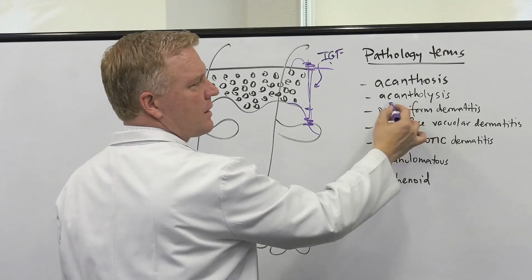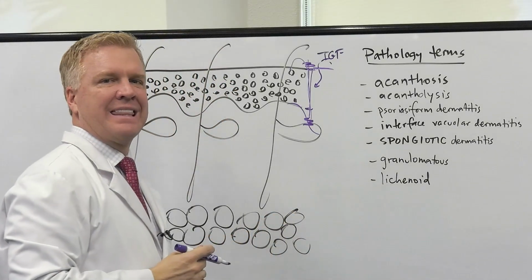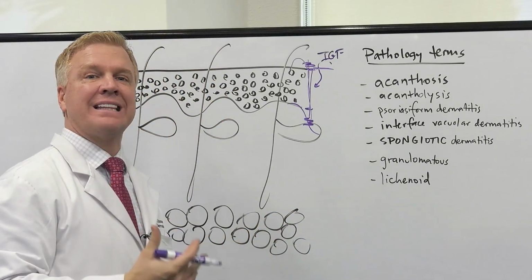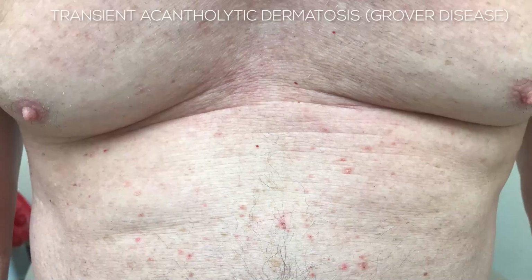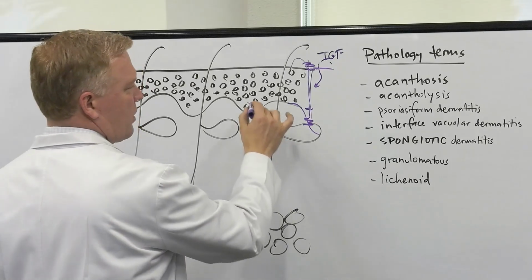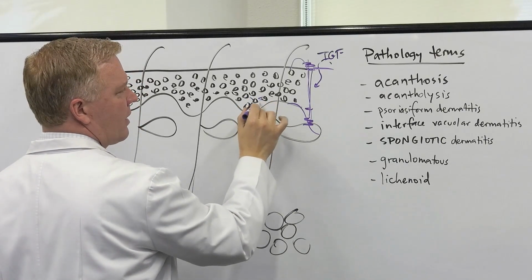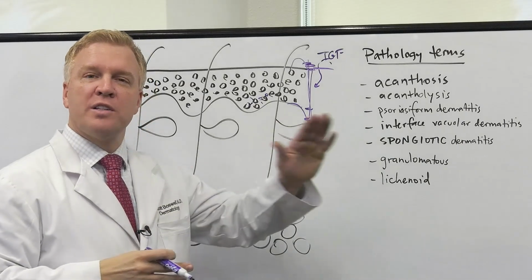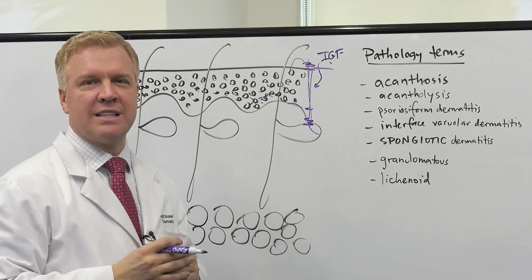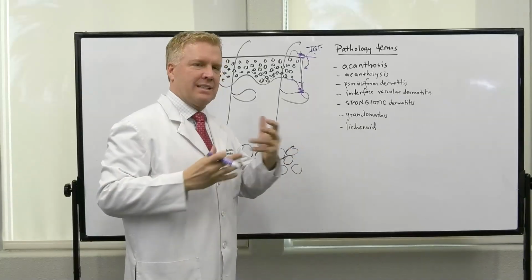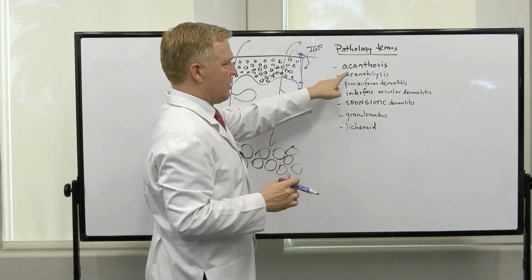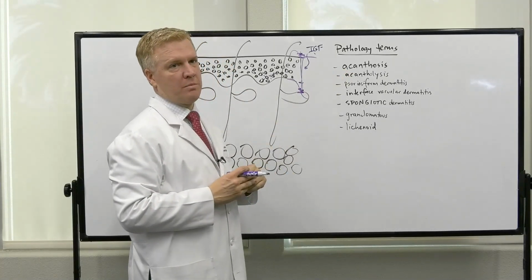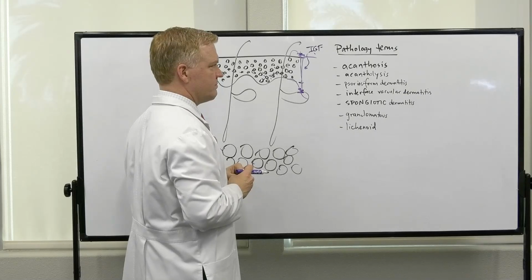What about acantholysis? You might see transient acantholytic dermatosis, also known as Grover's disease, a very common heat rash in middle-aged men. That's basically where these keratinocytes are falling apart. They're letting go of each other, letting go of their neighbor squamous cells or neighbor keratinocytes, acantholytic or lysing, and falling apart. So acanthosis is a different term than acantholysis.